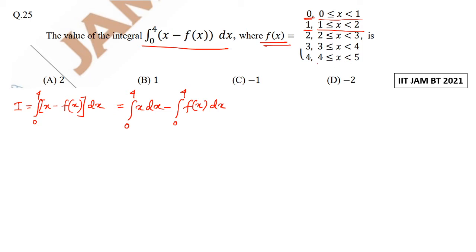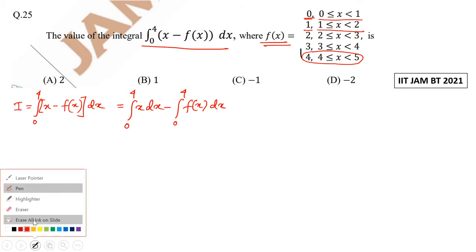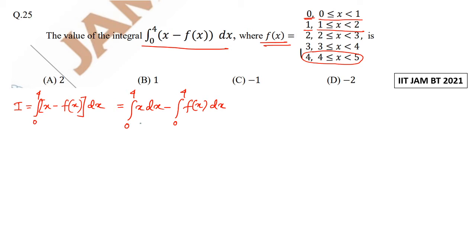So we don't need that last part, because the limit of x, as you can see, is from 0 to 4. Since we are integrating dx, we are integrating x, the limit is from 0 to 4, so we don't need this. First of all, just cross it out.